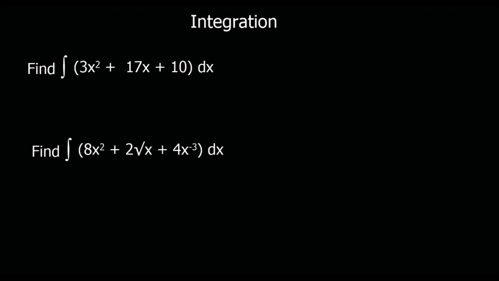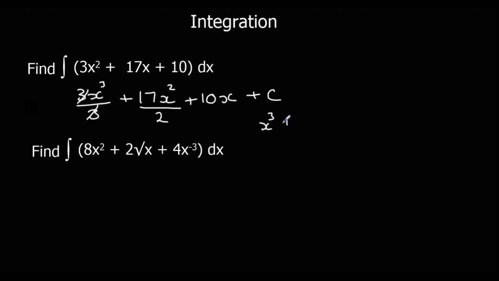Okay, so integrating, so we're adding 1 to the power, dividing by the new power, and plusing c on the end. So we're going to add 1 to the power, so 2 plus 1 is 3, divide by 3. Got x to the 1 here, so that goes to x squared, divide by 2. 10 goes to 10x, and we plus c. 3 over 3 is, well, they cancel, so we've just got x cubed. Alright, to the side here, x cubed plus 17 over 2 x squared plus 10x plus c.